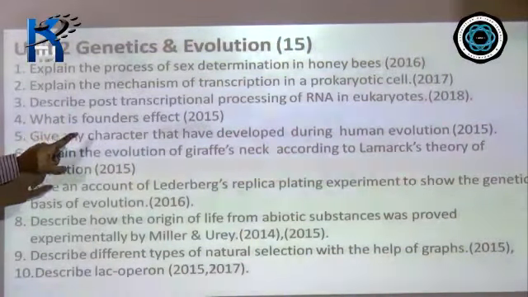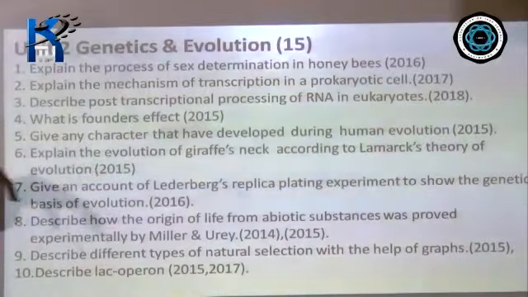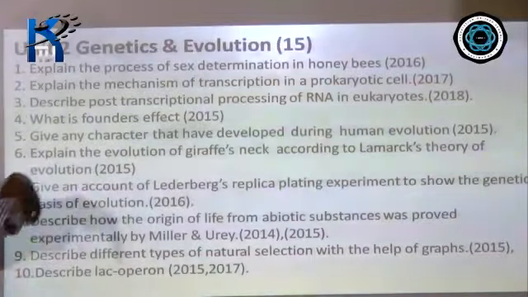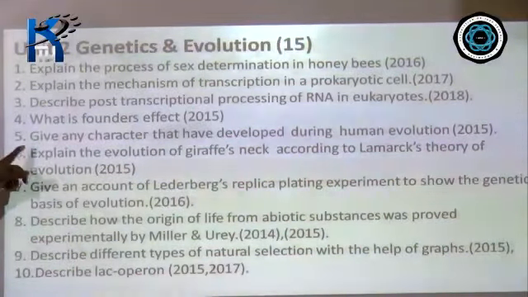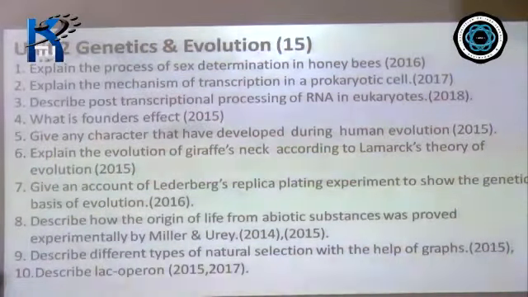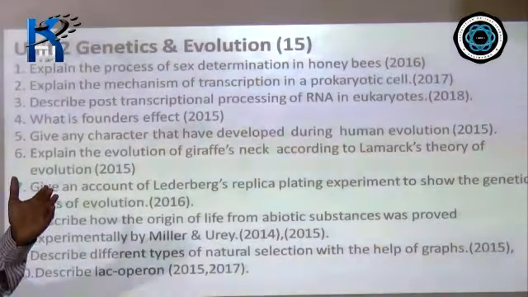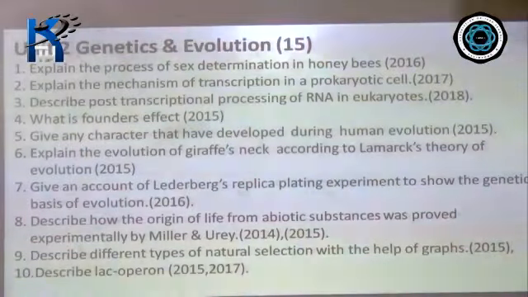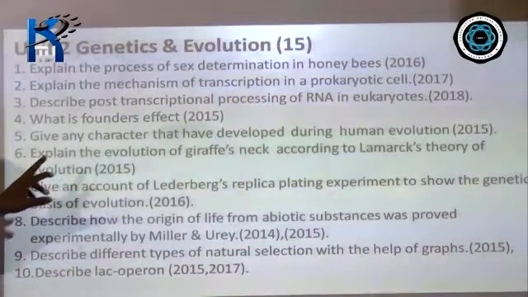Next one, what is founder's effect? In that you will come across bottleneck effect also. Founder's effect has come very often. Number 5, give any character that has developed during human evolution. From ape to man, you have to give a comparative analysis of how human beings, right from Dryopithecus to Australopithecus and then Cro-Magnon, what type of modification in the bodily structure has taken place. You need to write about that.